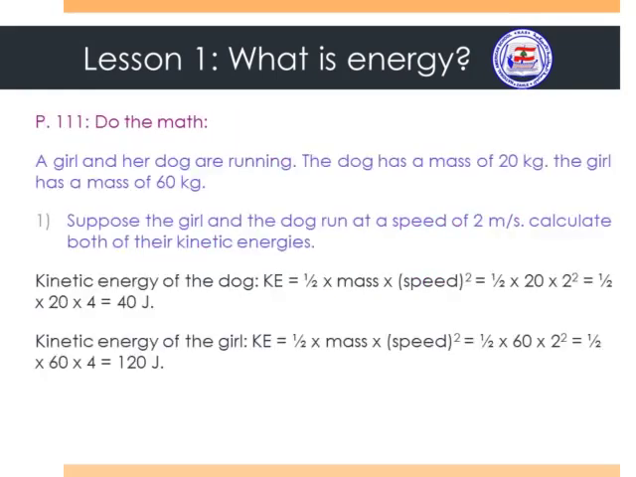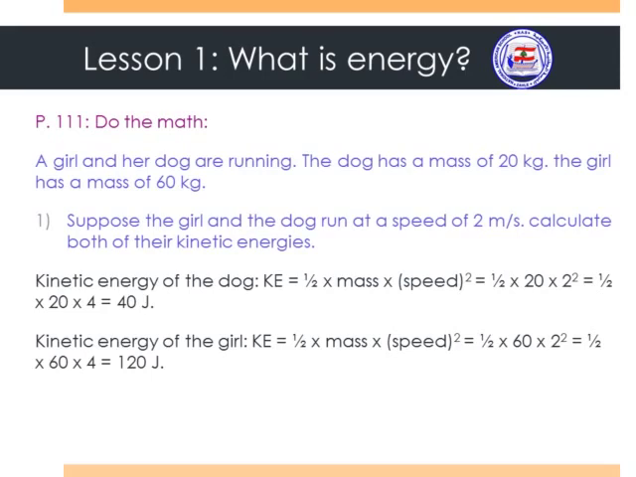Let's solve some applications. Page 111, do the math. Please make sure to copy the answers on your books. So a girl and her dog are running. The dog has a mass of 20 kilograms and the girl has a mass of 60 kilograms. Part 1. Suppose the girl and the dog run at a speed of 2 meters per second. Calculate both of their kinetic energies.